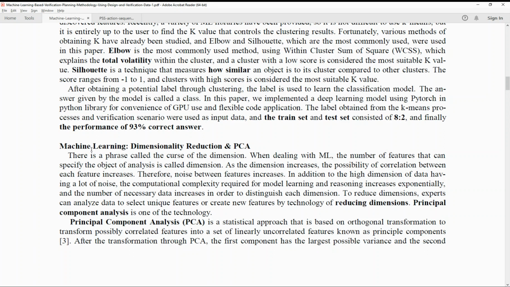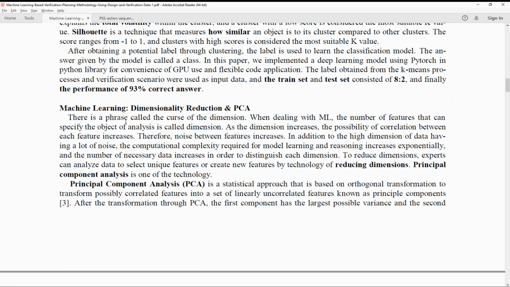Machine learning, dimensionality reduction, and PCA. There is a phrase called the curse of dimensionality. When dealing with ML, the number of features can be specified. The object of the analysis is called a dimension. As the dimension increases, the possibility of correlation between each feature increases. Therefore, noise between features increases.